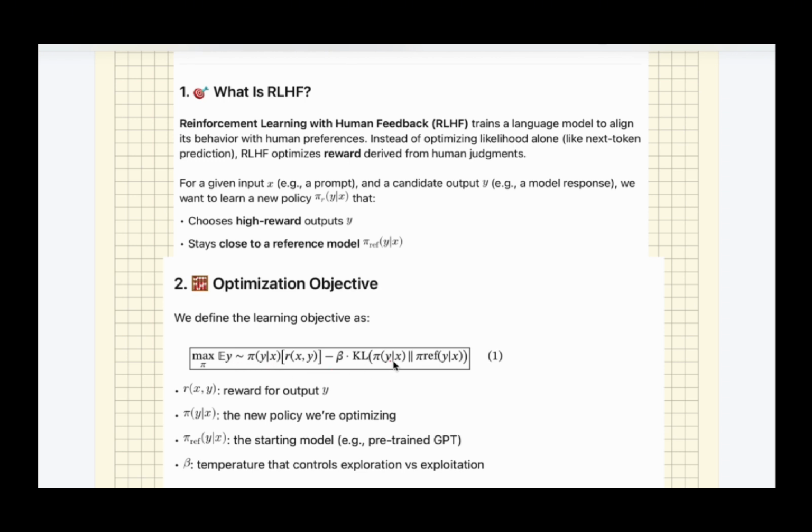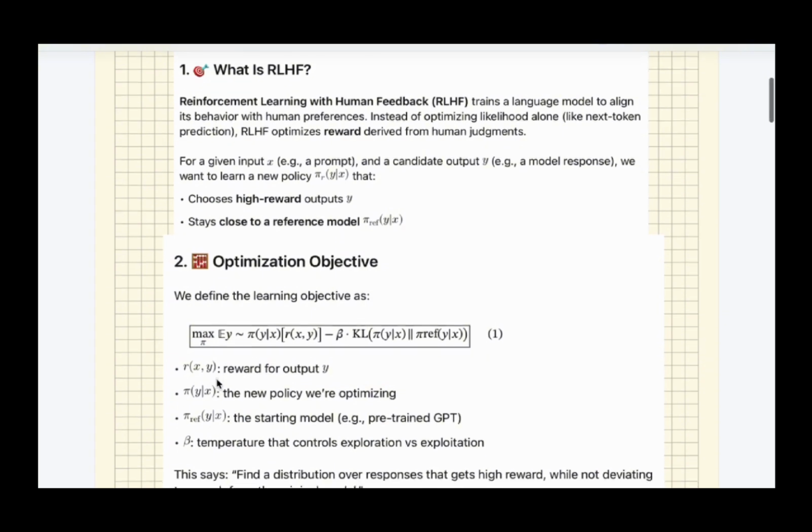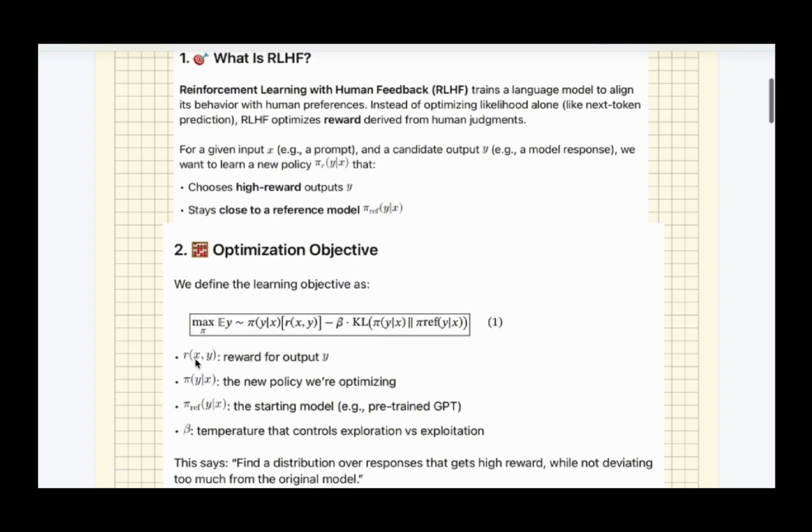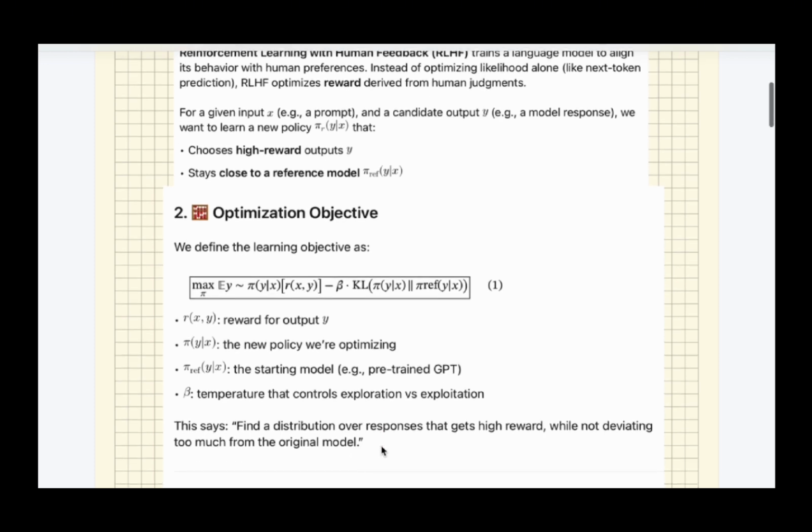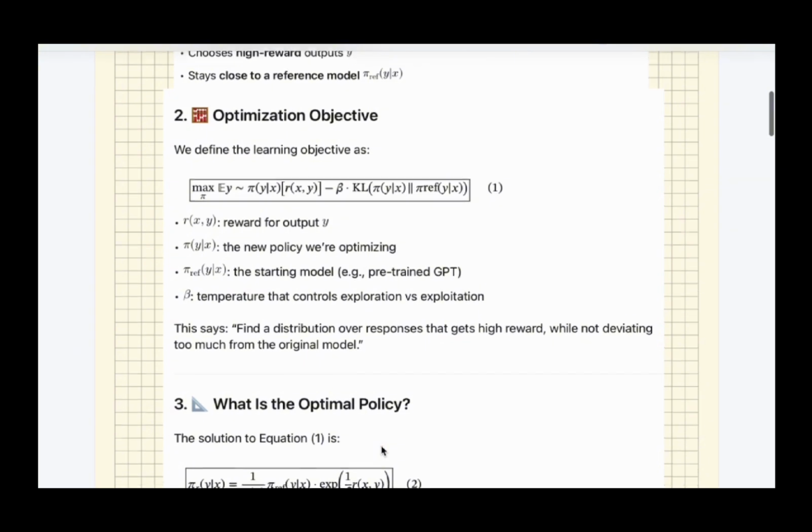It's this equation, and in this equation, as you remember again, we have the reward function, we have the policy, we have the reference policy, old policy. Beta is temperature that controls exploration versus exploitation. This is a concept in reinforcement learning. If you like, you can dig into that and just do a Google search or ChatGPT search to find more about it.